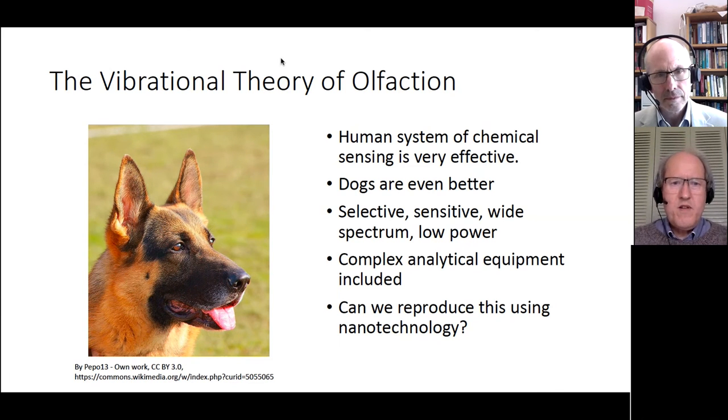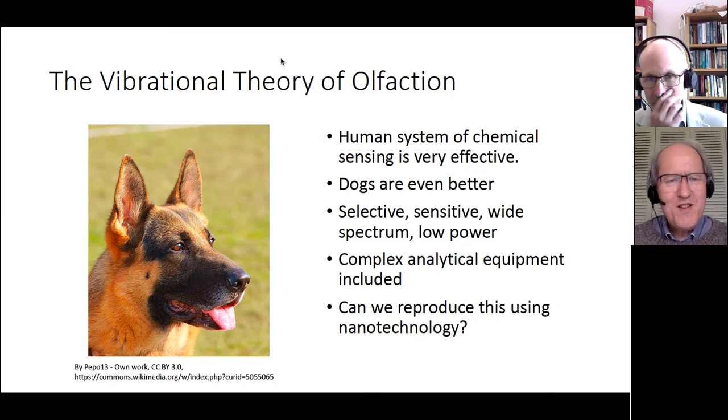And the complex analytical equipment was a reference to the fact that you can detect the smell and assign meaning to it, and that's true for dogs and for us. In other words, when you smell coffee, you know what that means.